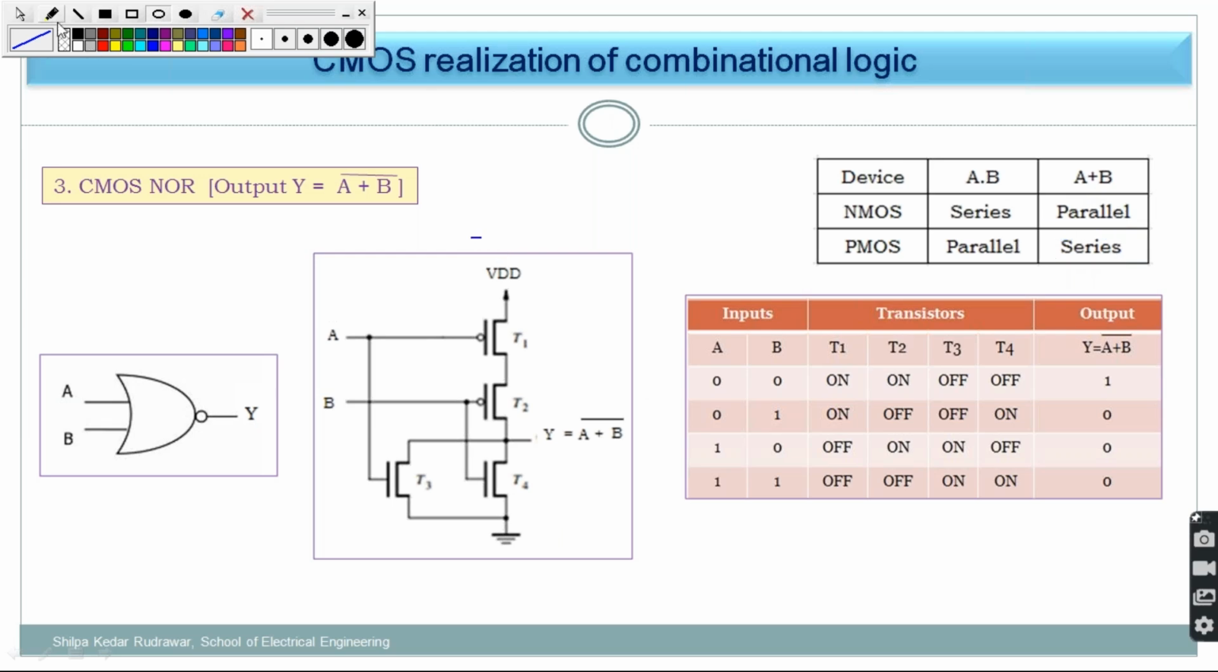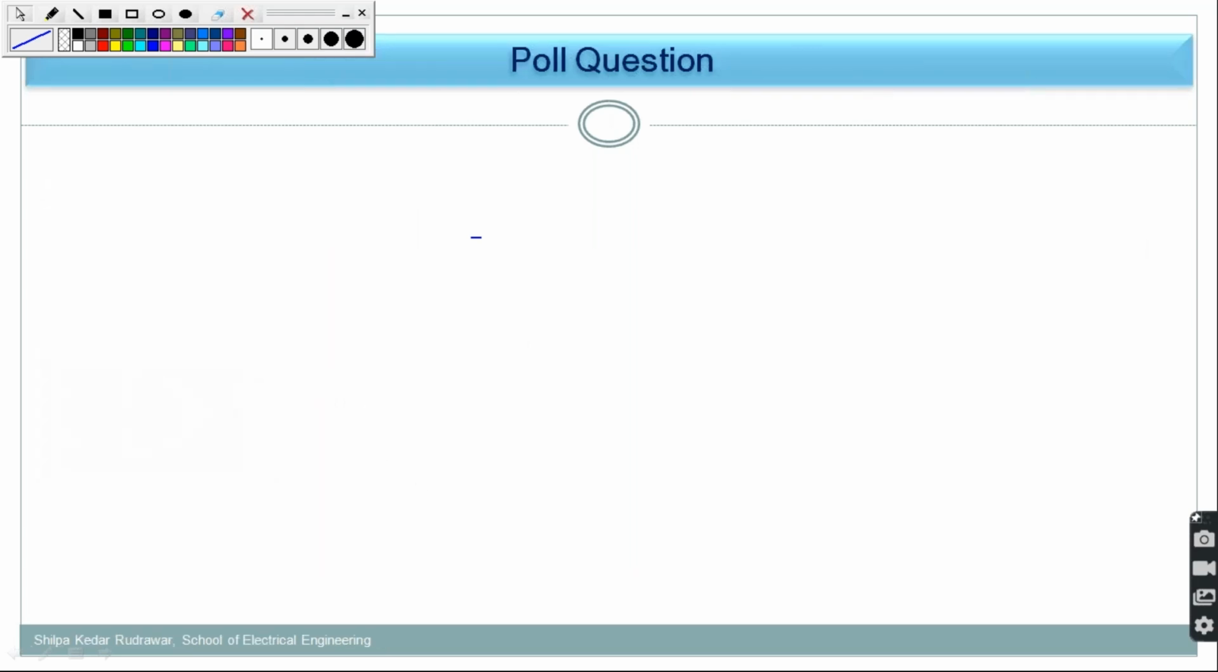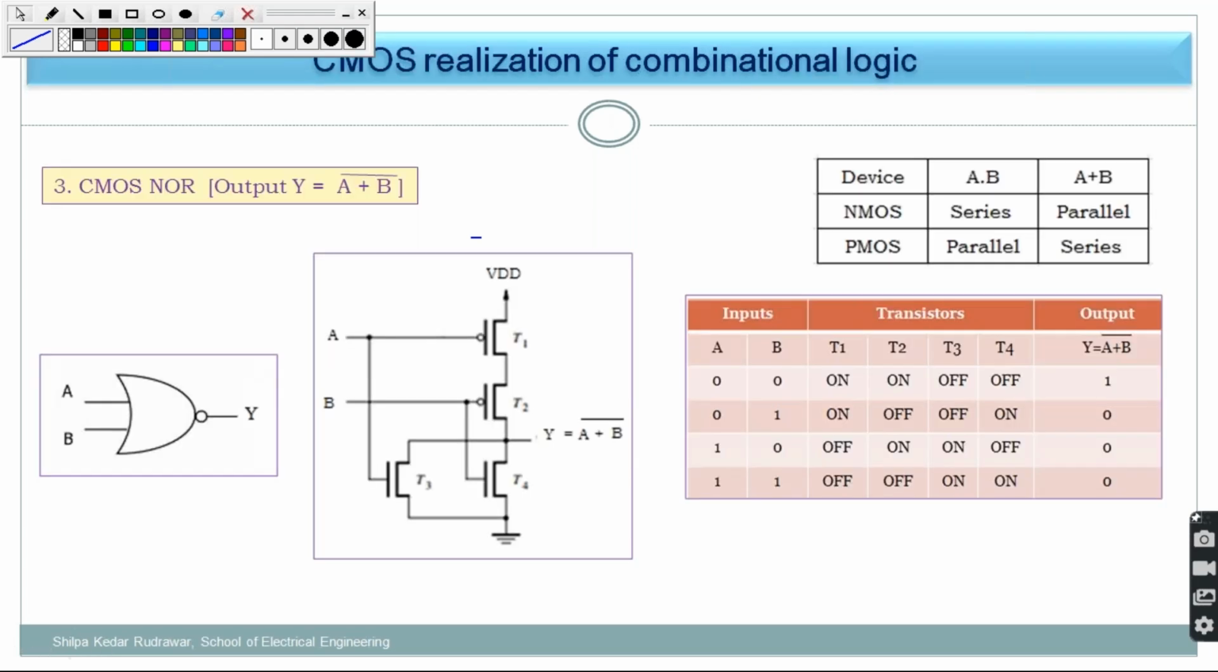So I have explained the NOR gate. Now if you need to implement 3 variable, 4 variable, you can implement easily. If I told you to implement a 3 variable NOR gate, what you need to do? Instead of 2 transistors in series, you need to connect 3 transistors in series and 3 NMOS transistors in parallel. So that is the thing.